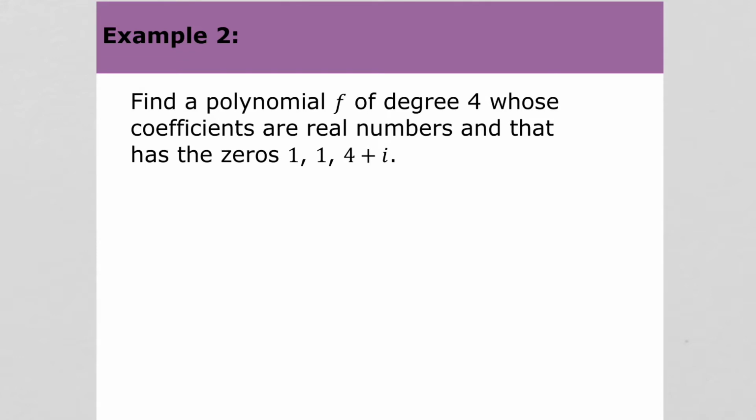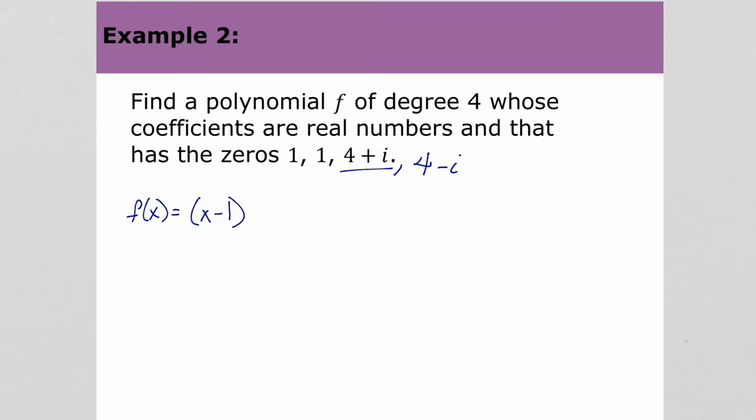Example 2 says find a polynomial of degree 4 whose coefficients are real numbers and that has these zeros. Well, first of all, we've got the two ones. That just means that there's a multiplicity of 2 for those ones. And if we've got 4 plus i, then 4 minus i is also a zero. So f of x can be made like this.